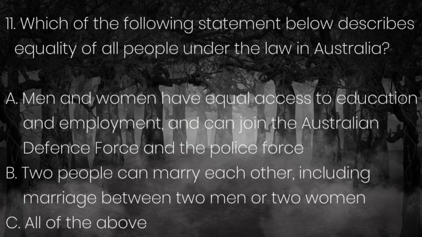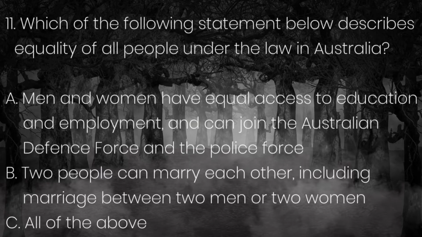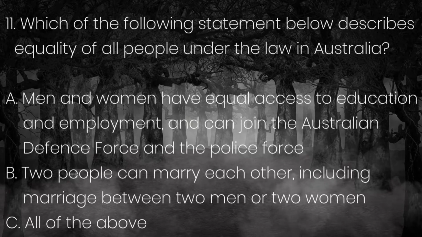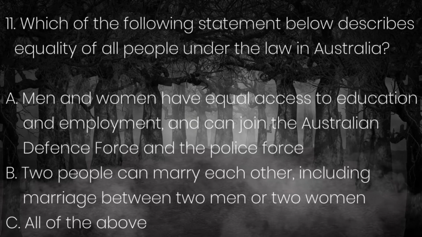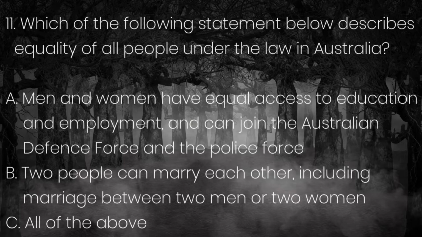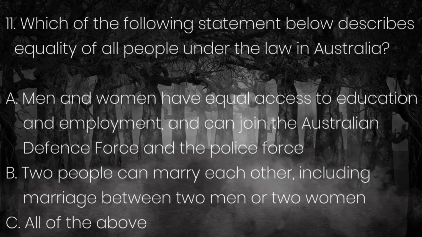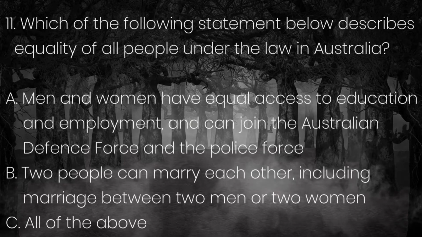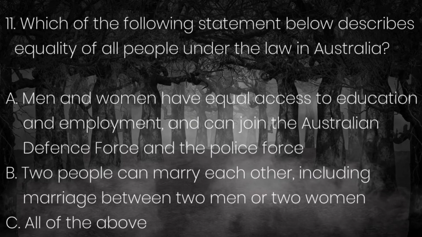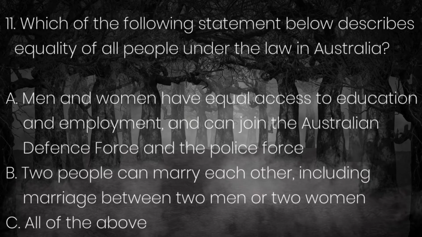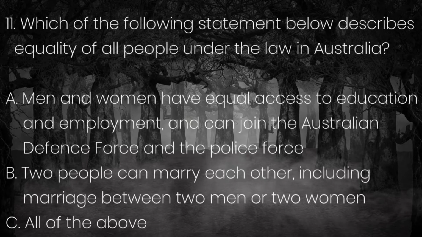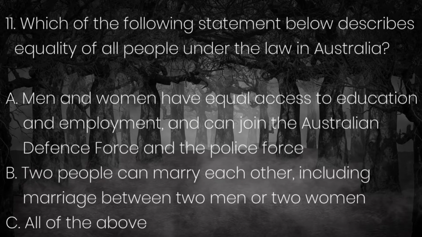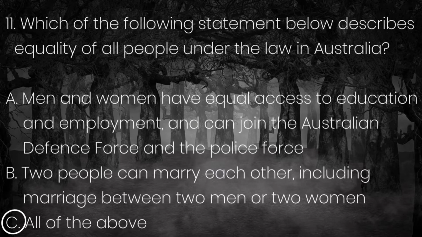Number 11. Which of the following statements below describes equality of all people under the law in Australia? Letter A, men and women have equal access to education and employment and can join the Australian Defence Force and the Police Force. Letter B, two people can marry each other, including marriage between two men or two women. Letter C, all of the above. The answer is letter C. All of the above.